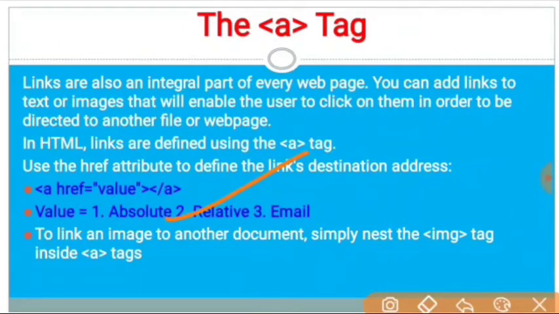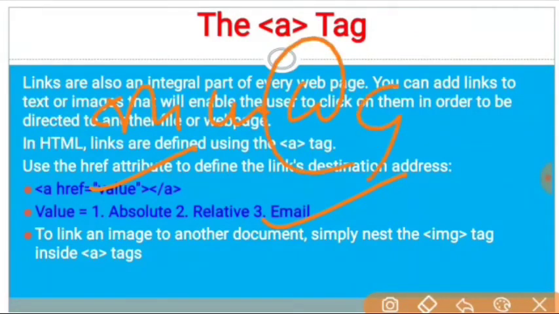Got it? Now the third one is email. So in the value portion, if you write an email, this is known as email linking. Suppose in the value portion you have to write this name @gmail.com. So this email address you will write in the value portion, and this is known as email linking.